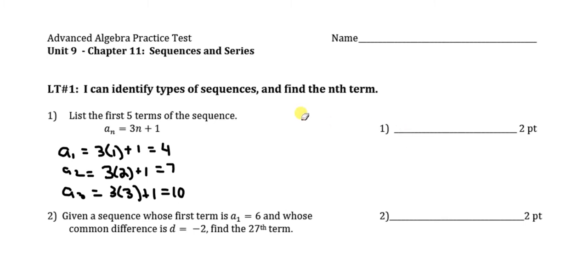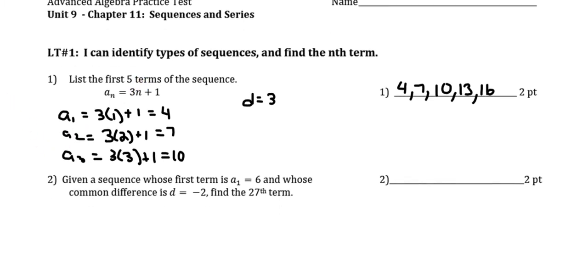The first number is 4. Sorry, I wrote down 1 there. So the first number is 4. The second term is 7. Third term is 10. The fourth term will be add 3 to it. D is 3 in this problem. I'm adding 3 every single time, so it's 13 and 16. And if you wanted to check it, if I put 5 in for N for the 5th term, it's 15 plus 1.